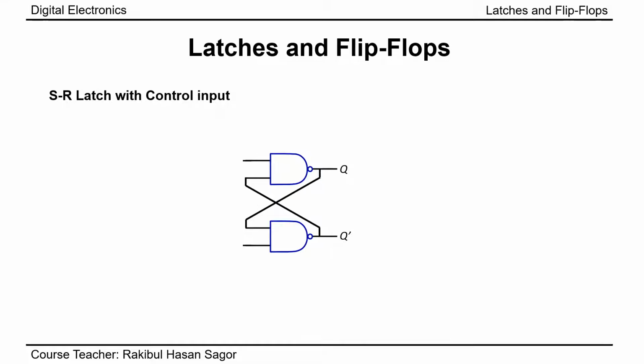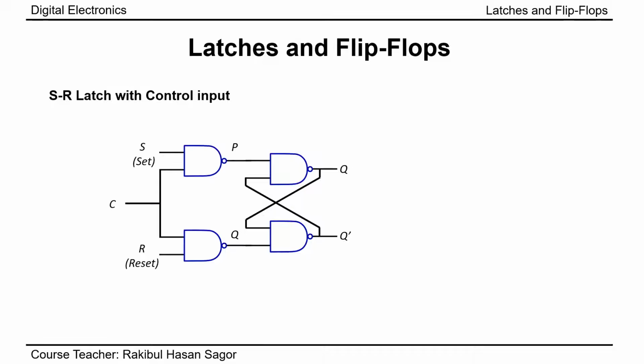How is it done? It is done by adding two extra NAND gates. You can see we have added two extra NAND gates, and one of the inputs of these NAND gates is commonly connected, and this is supplied by a common signal, that is C. What is C? C is named as control signal. I repeat, C is named as control signal.